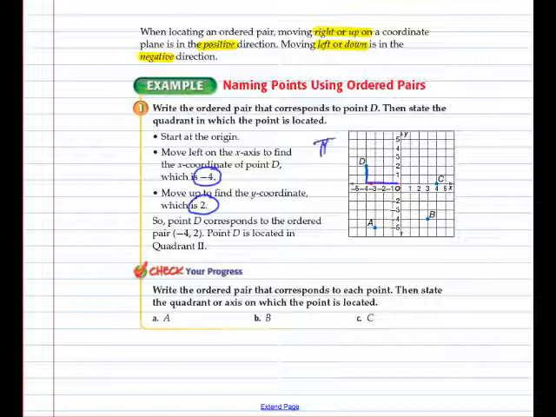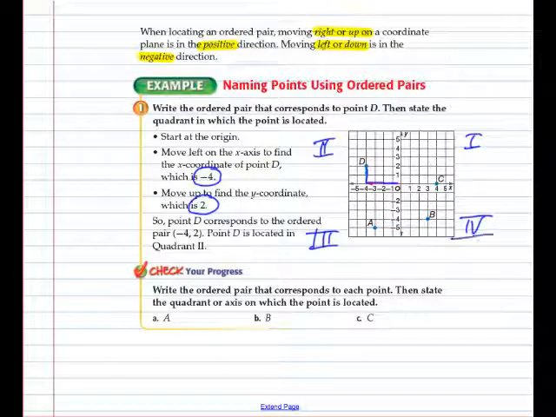This is in quadrant 2. Remember, it's 1, 2, 3, and 4. The quadrants are numbered counterclockwise, which is a little confusing for some people. Write the ordered pair that corresponds to each point, then state the quadrant or axis on which the point is located.